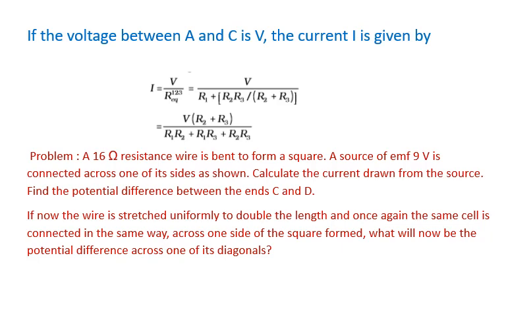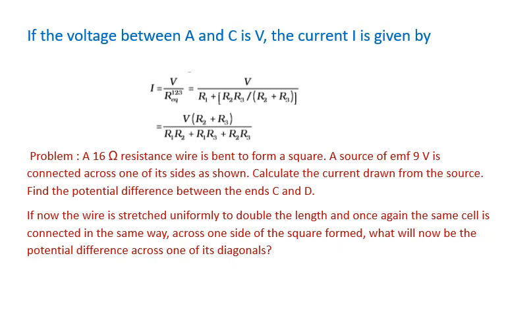Now let's do a numerical problem based on these combinations of resistors. A 16 ohm resistance wire is bent to form a square, and a source of 9 volt EMF is connected across one of its ends as shown in the next slide. You have to find the current drawn from the source and the potential difference across C and D. Now the second situation: if the wire is stretched uniformly to double the length, and once again the same cell is connected in the same way across one side of the square formed, what will now be the potential difference across one of its diagonals?